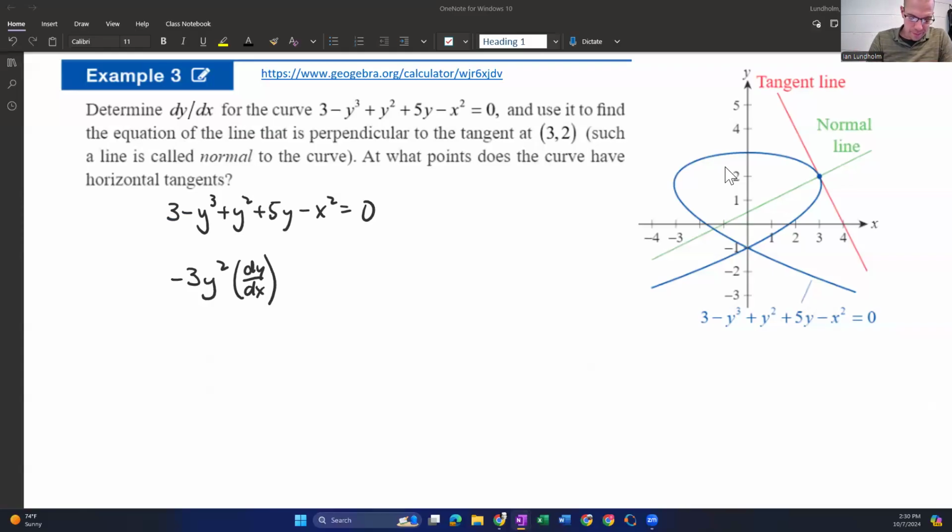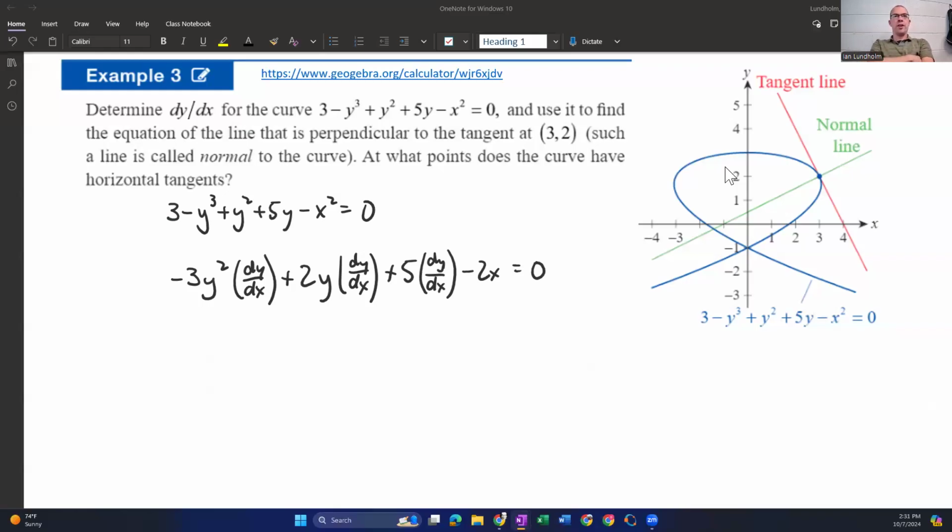For the next one, we're going to have 2y and then dy/dx according to the chain rule. For the next one, we're going to have 5 times dy/dx according to the chain rule, because again, y is some unknown function of x. And then minus 2x, power rule, and then equals 0, again, derivative of 0 is 0.